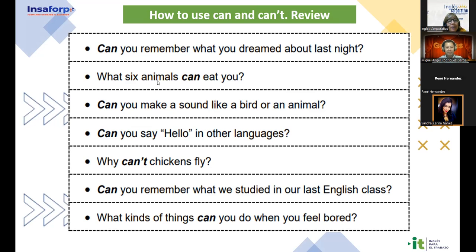What six animals can you eat? Well, I always say, can you? Okay. What six animals can eat you? What six animals? Animals. What six animals can eat you?